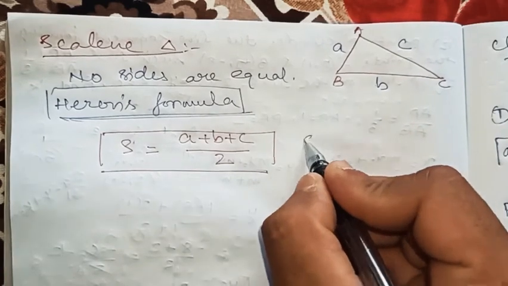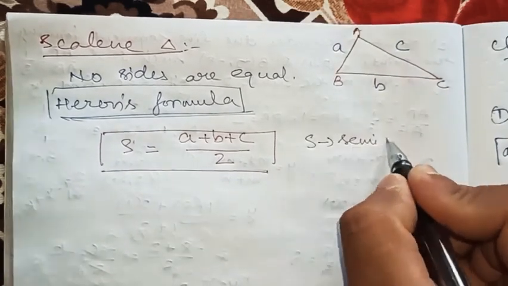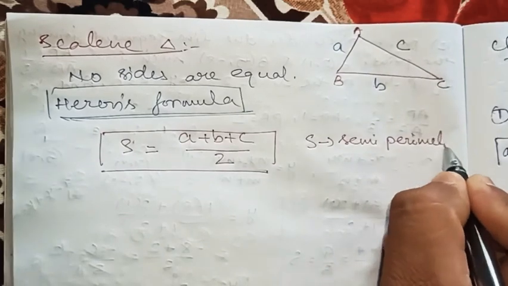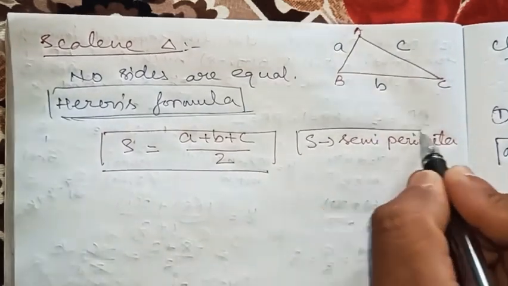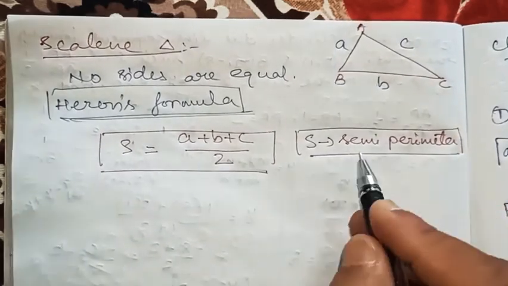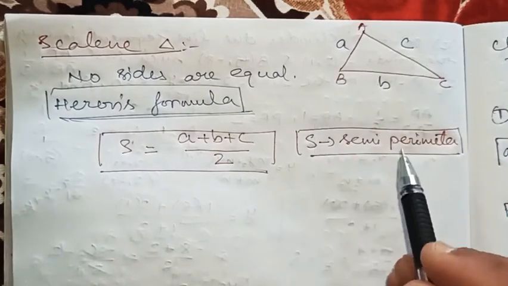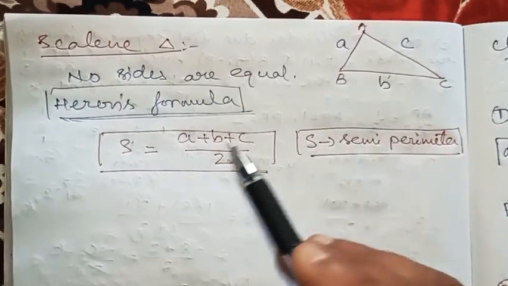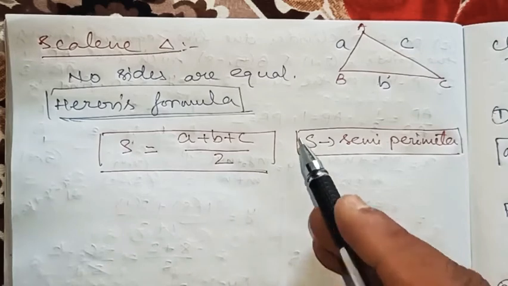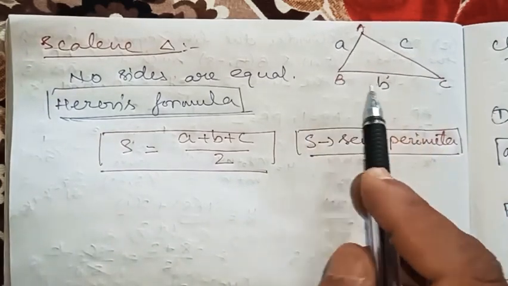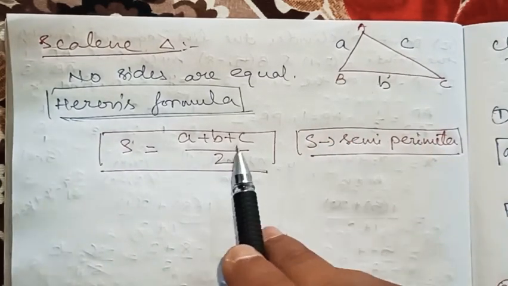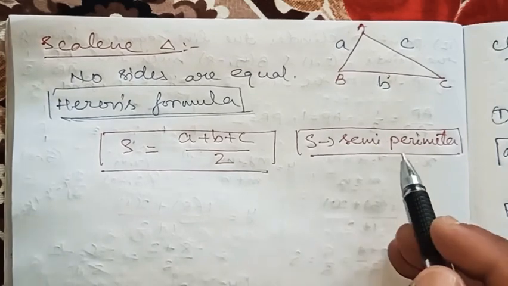What is s? s is the semi-perimeter. Semi-perimeter means half of the perimeter. If the perimeter is 50, s is 50 by 2, that is 25. If the perimeter of the triangle is 100, 100 by 2 is 50. s is called the semi-perimeter.